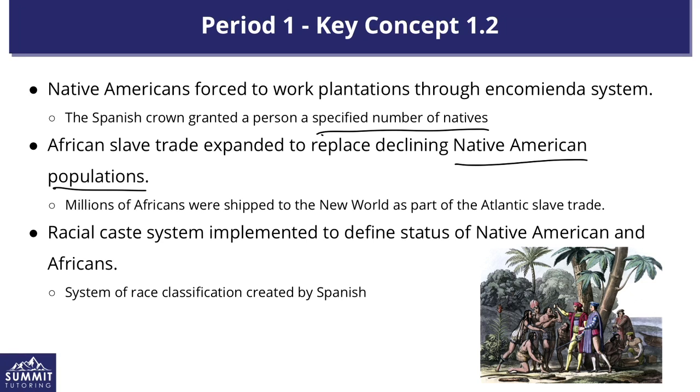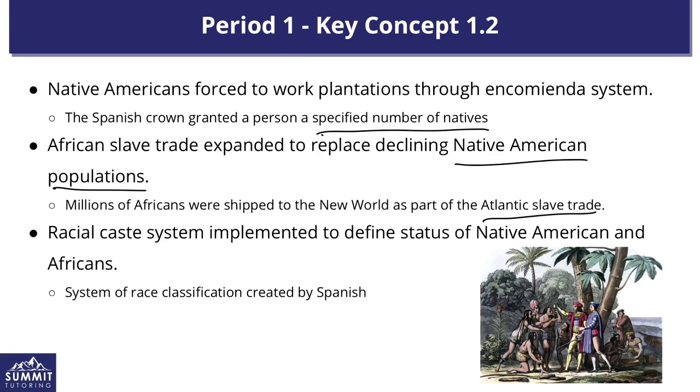And let's think for a second. Why is the Native American population declining? Oh, right. They're being killed by the smallpox that's coming over from Europe. Millions of Africans are shipped to the New World as part of the Atlantic slave trade, which again is coming from the same triangular Columbian trade or exchange, that we're seeing from the Old World to the New World and back and forth.